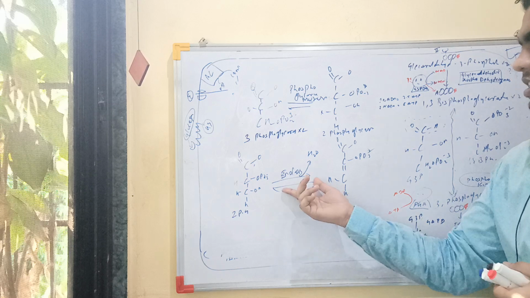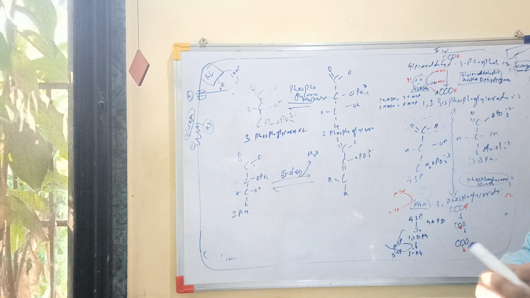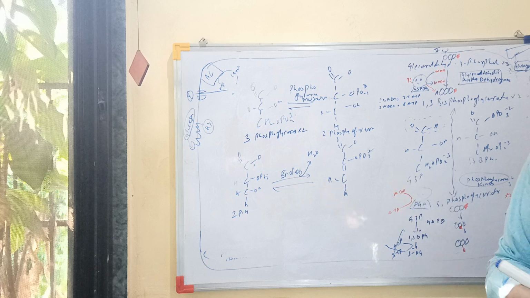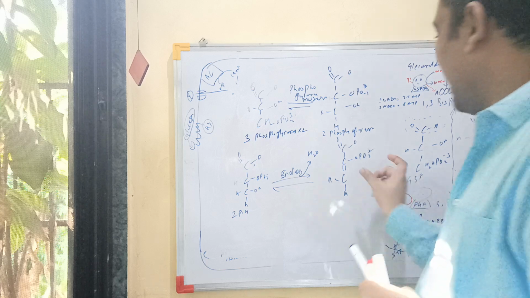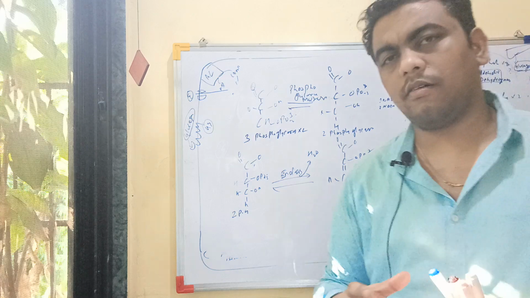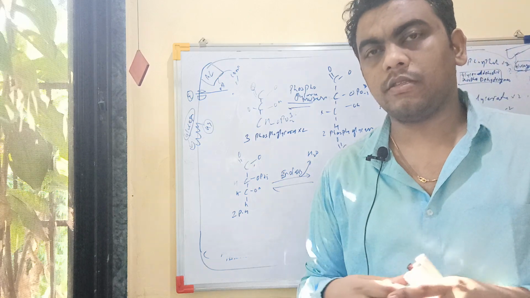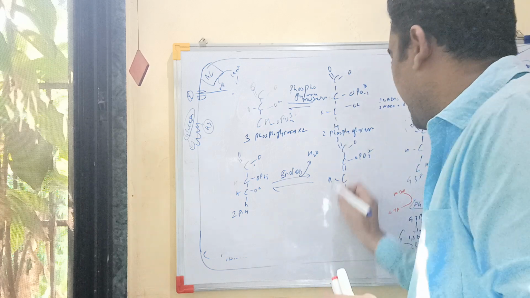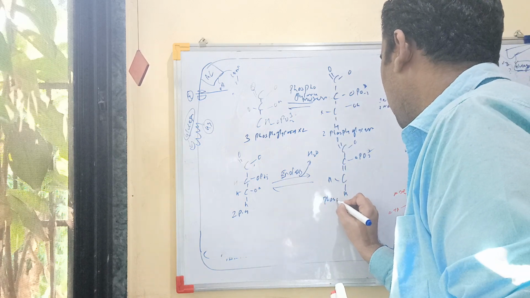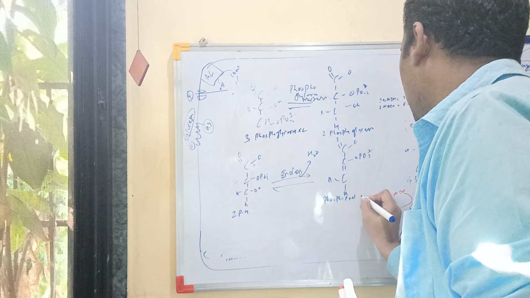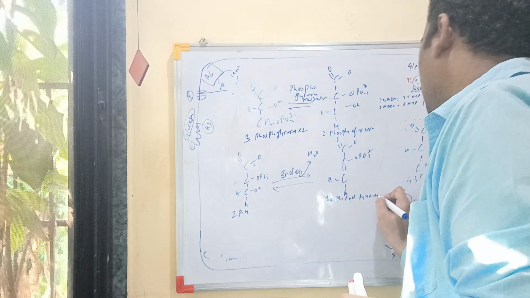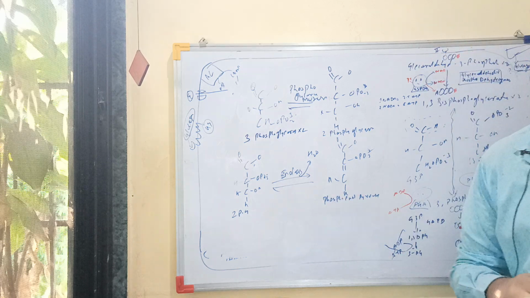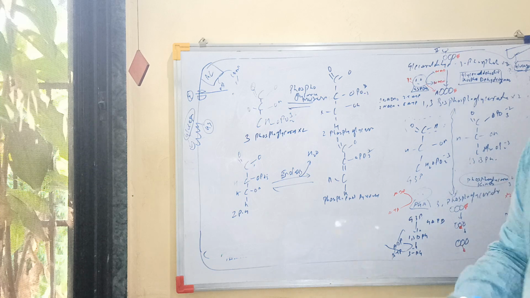Okay, so this enzyme is enolase. Again, it is a reversible step. This is the enol bond which has formed, and it is one of the most energy rich bonds. The product is phosphoenol pyruvate, and this is the most energy rich molecule. PEP is the most energy rich.